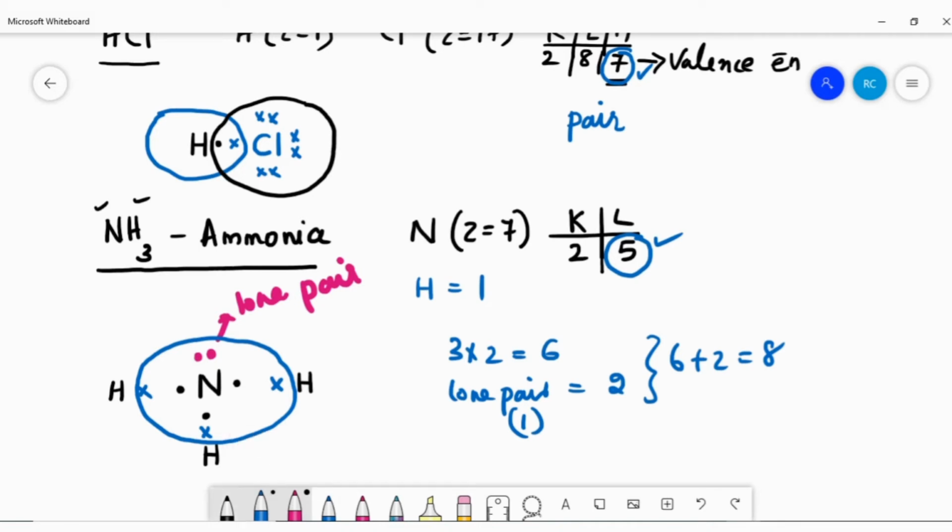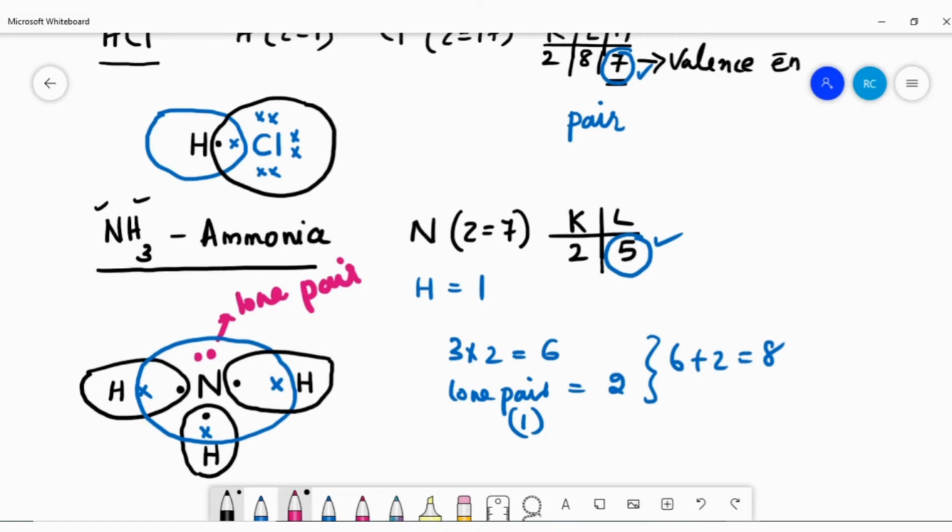Now you need to draw a circle for each hydrogen atom. Hydrogen gets one more electron. Hydrogen shares its electron with the nitrogen and its shell is completed now. So we are drawing 3 more circles around 3 hydrogen atoms. So this is the electron dot structure of ammonia molecule.